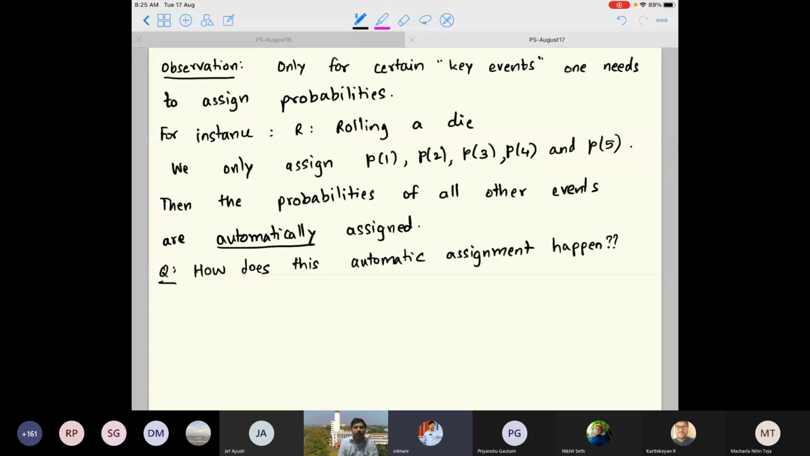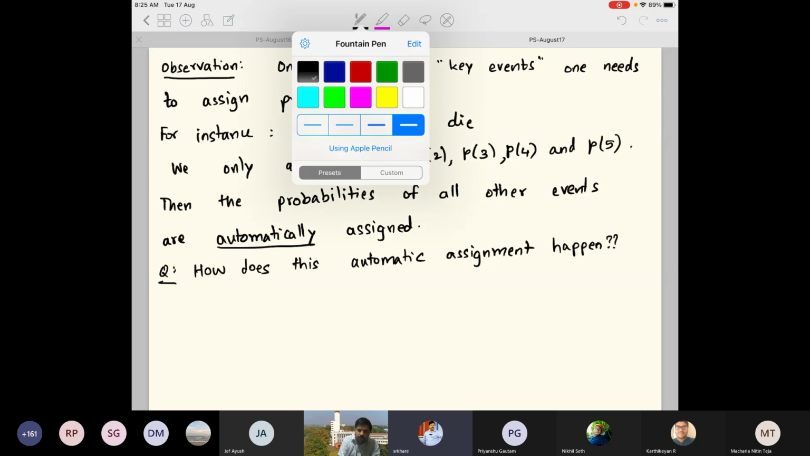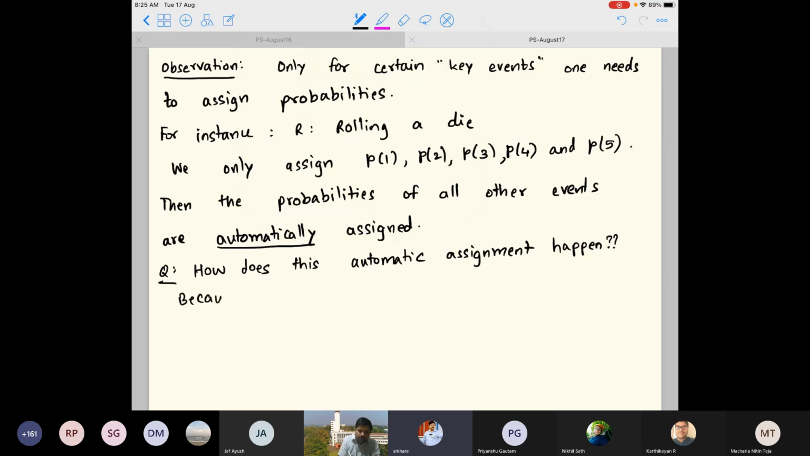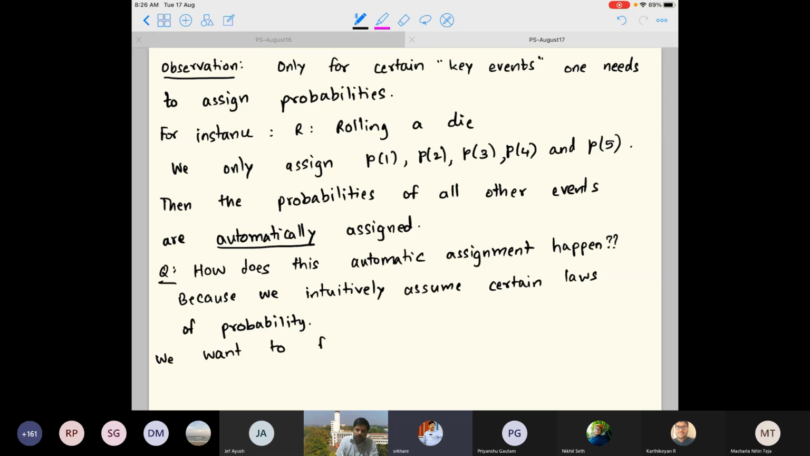So how does this automatic assignment happen? Because we intuitively assume certain laws of probability, right? So what we will do, we will formalize these laws into an axiomatic definition of probability. Okay. That's what we want.